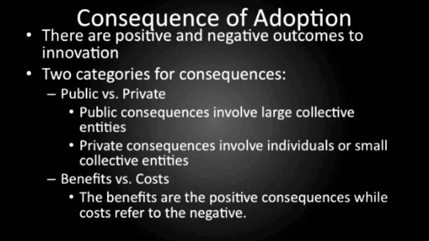Consequences of an adoption. There are negative and positive outcomes to the innovation. The two categories include public versus private and benefits versus cost. In public versus private, public consequences involve large collective entities such as countries, states, organizations, or social movements. Private consequences involve individuals or small collective entities such as a community. Benefits versus cost. Benefits are the positive consequences, while costs refer to the negative.